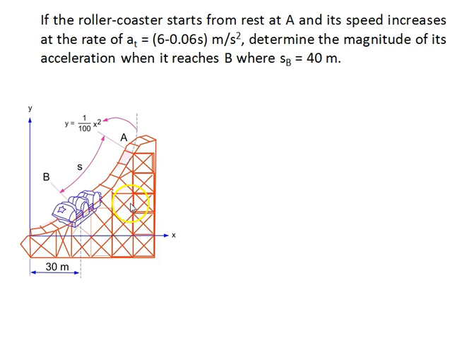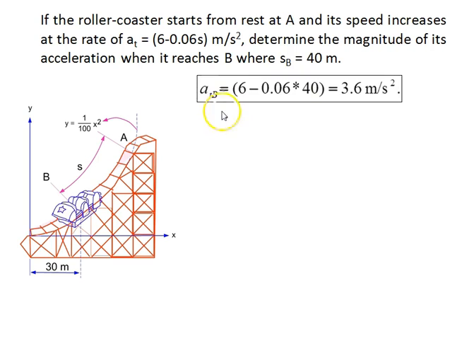I will try to see one last example here. The example here is that of a roller coaster which is going along this blue dotted line. We consider it to be a point for all practical purposes and assume that this point is going along y equals 1 over 100 x squared, and it is going at a rate of 6 minus 0.06 s meters per second squared acceleration, and we need to find its acceleration when it reaches a point B, where S_B, this distance, is 40 meters. Let us try to do it step by step.